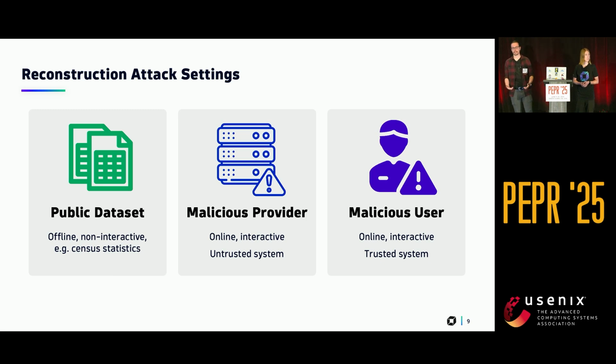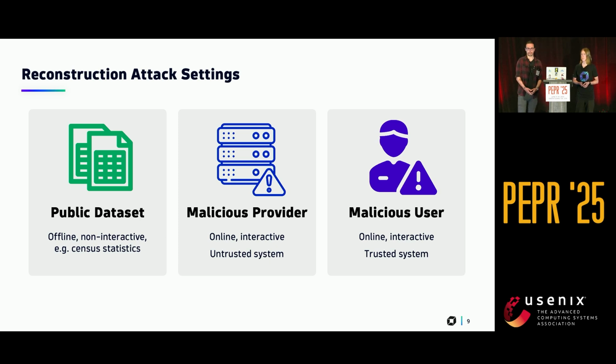Finally, let's have a look at some common reconstruction attack settings. Most commonly studied would be that of the publication of a data set, like census data, where making the data set publicly available is in the public interest, but we still want to protect individual privacy.